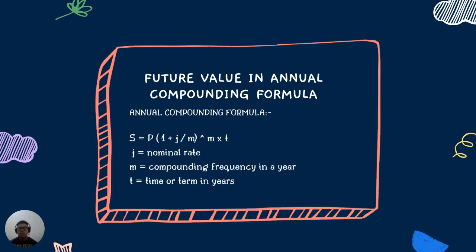Okay, so if it was compounded quarterly, the M will become 4, and if it was compounded monthly, the M will become 12. T is time or term in years: 1 year, 6 years, 5 years. So S equals P open bracket 1 plus J over M close bracket to the power of M times T. This is the annual compounding formula.